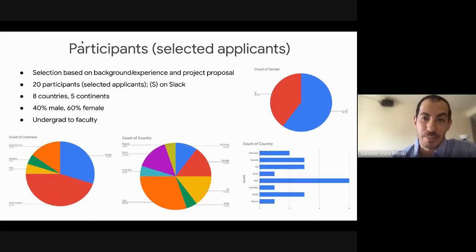So we were quite happy with the result because we didn't really force any kind of diversity or gender balance, but the result was that we still got 20 participants from 8 different countries, 5 continents, and very interestingly, 60% of the selected were female, out of only a third of applicants. And again, we kept some of the diversity in terms of status, from undergrads up to faculty. So these 20 participants are the ones that on Slack will have the S for student.